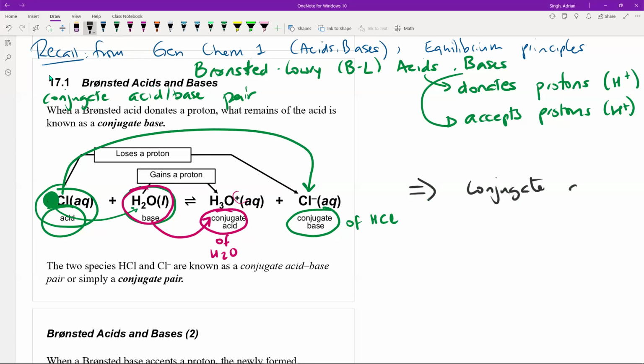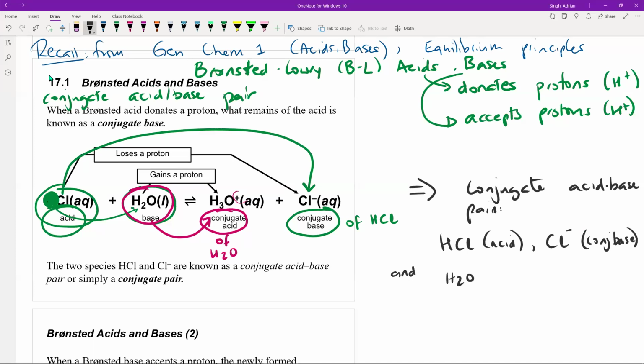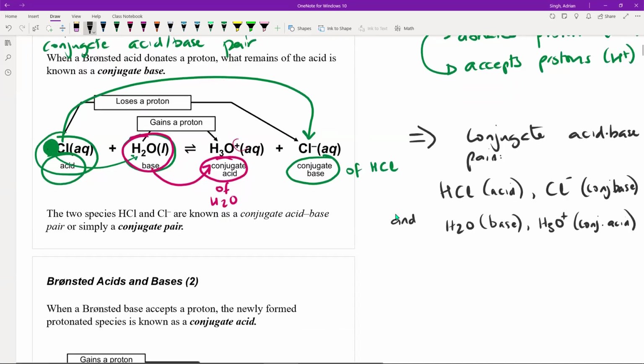So from here, the conjugate acid-base pairs that we have would be HCl, which would be the acid, and Cl minus, which would be its conjugate base. And then we also have the H2O, which is acting as the base now. When it gains a proton, what does it become? It becomes H3O plus, which is going to be the conjugate acid of H2O. So we can generalize that relationship.